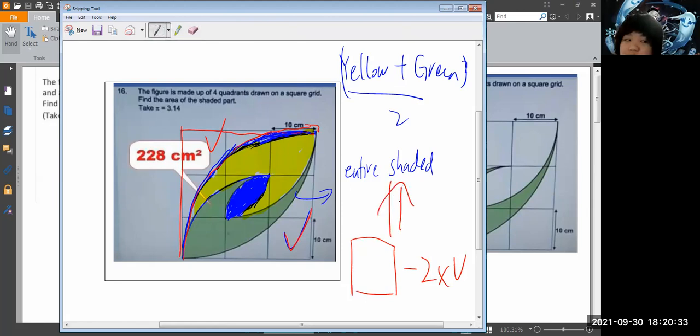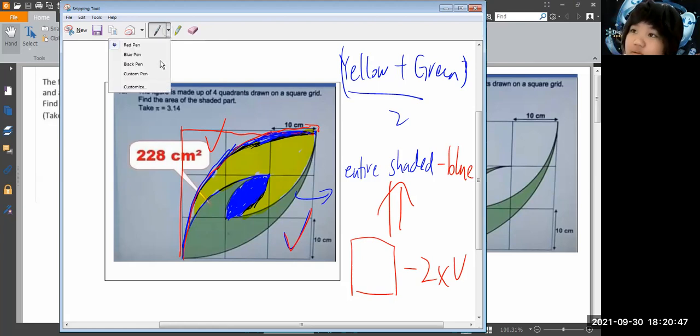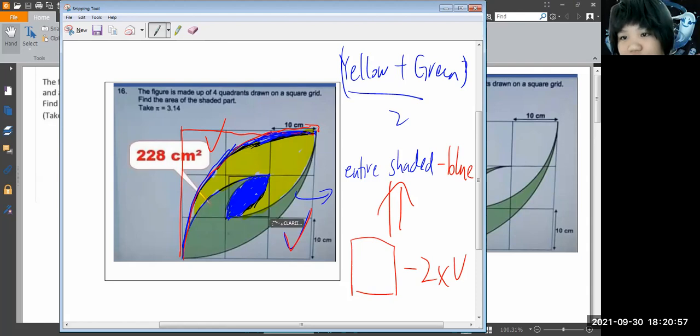Once you get the entire shaded part, you don't divide by 2 first. You need to minus the blue one, which is here. How do you find the blue one? It's the small leaf-like shape. The blue one is similar. In fact, the blue one here is a mini size of the big one. So you can find out the blue one like this. First find that, then find this, then minus this, and minus this equals the leaf-like shape. Correct. Okay.